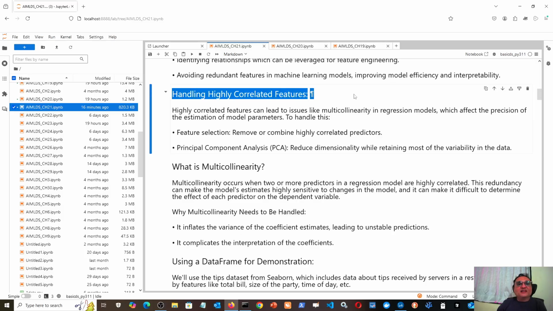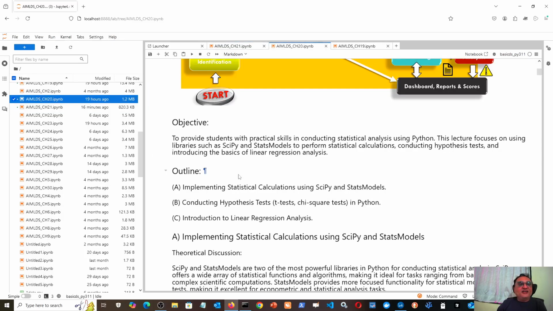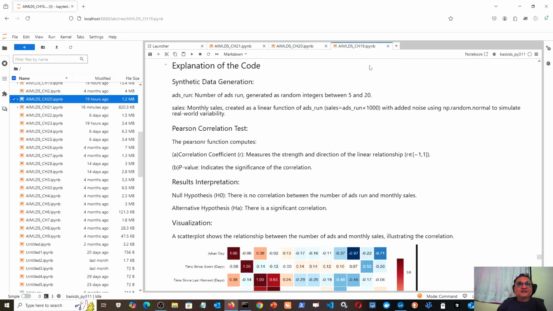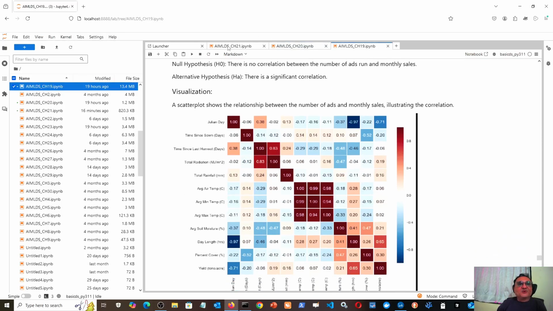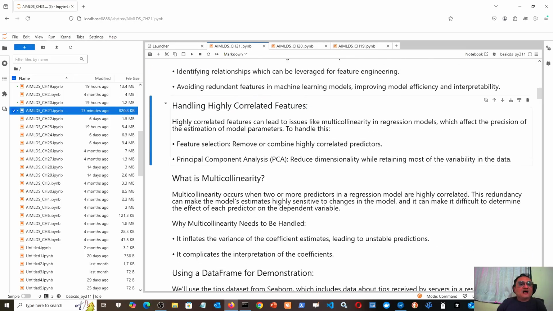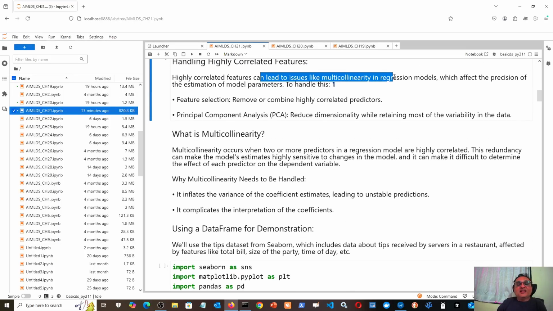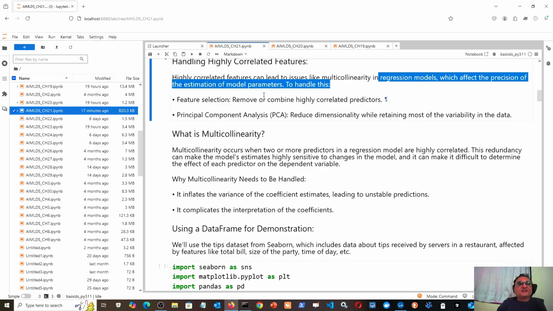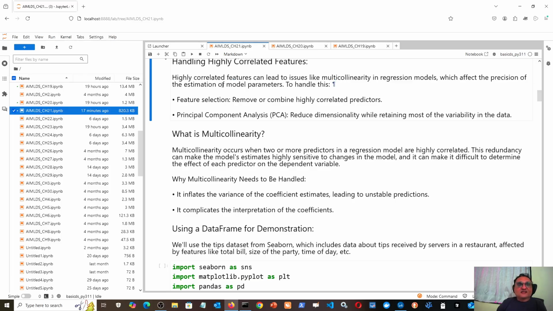Second is how to handle highly correlated features. Something I already told you in that crop yield example. Highly correlated features can lead to issues like multicollinearity in the regression models, and that can affect the precision of the estimation of model parameters. Model parameters means the accuracy, R square, precision, recall, F1 score, so they are evaluated inaccurately if there is multicollinearity present.